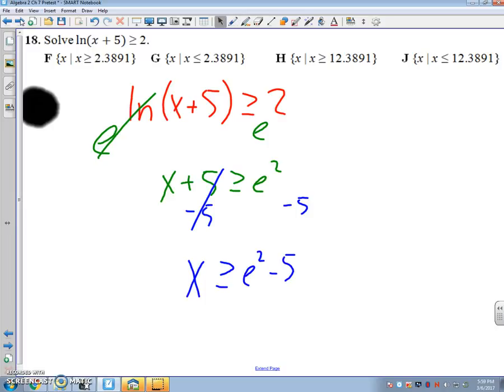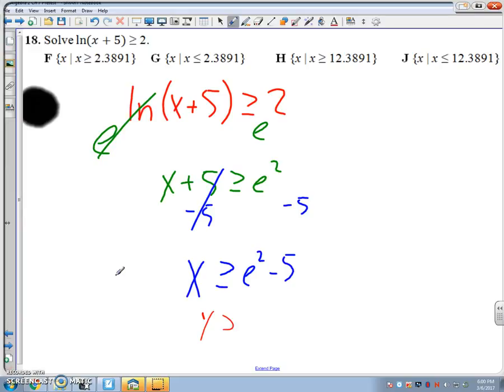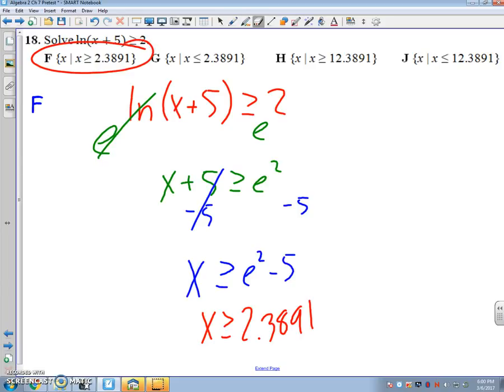That's the exact answer. They want the decimal, so let's find the decimal. e squared minus 5 is 2.3891. So x is greater than 2.3891. Alright, so that is F. There you go, that's F.